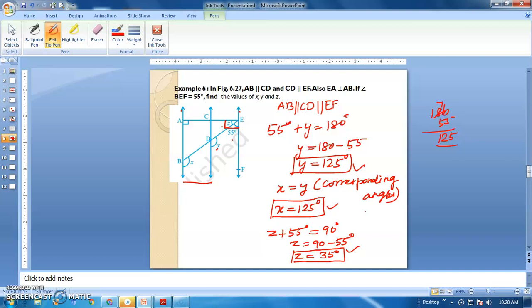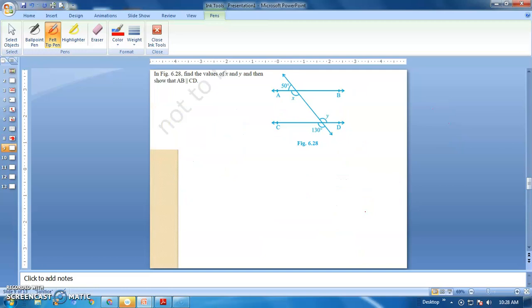Look at the next example. Find the values of x and y and then show that AB is parallel to CD. So they are asking to find the x and y values first, right? And then they are asking to show that AB is parallel to CD.